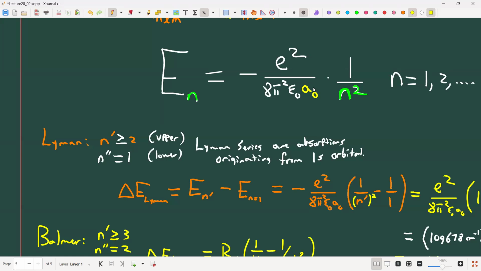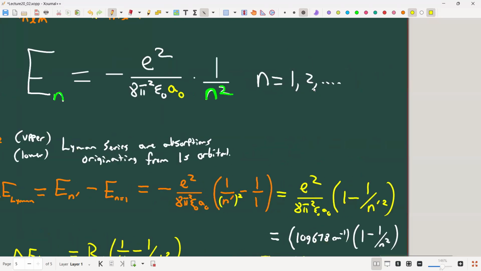But you might notice that what this means is that all the energies are negative. There's a negative sign there. That constant is positive, it's 109,000. And 1 over n squared, of course, is always positive. So these energies are negative. All right, so let's try to understand what these are telling us, what the energy scale really is.